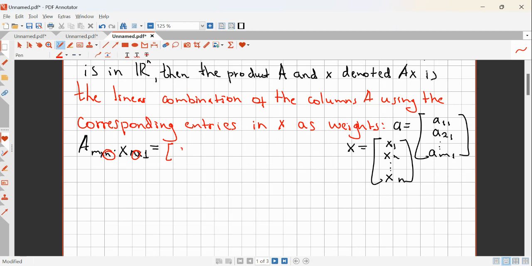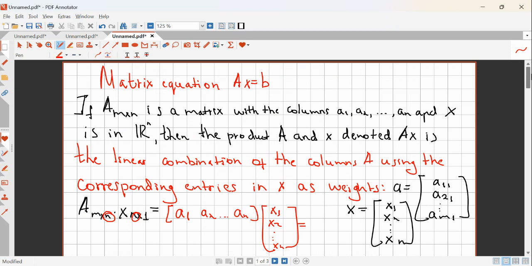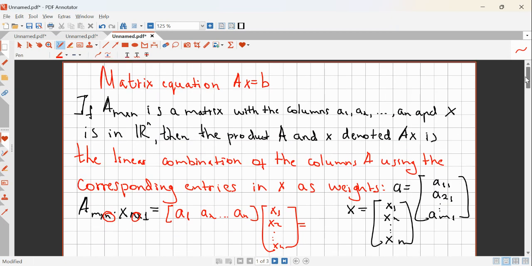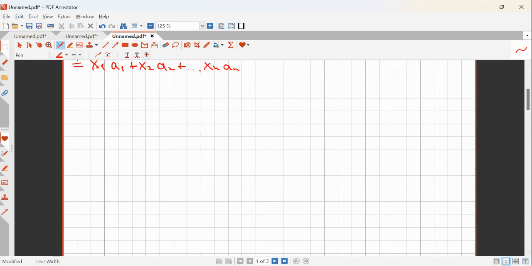So A1, A2, An times x1, x2, xn. So it's going to be x1 A1 plus x2 A2 plus xn An. Let's go back to our definition. Yeah. So let's solve some question.